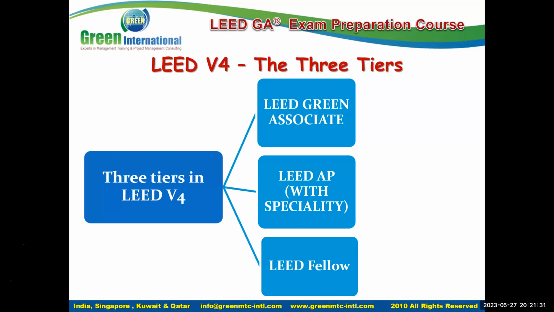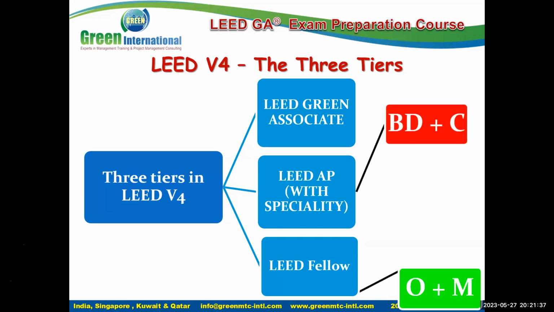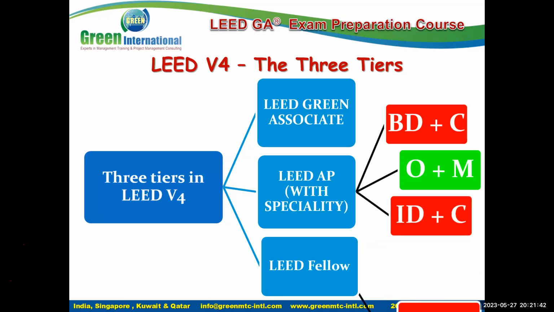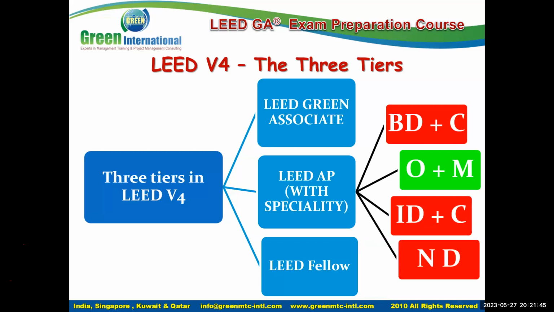The second exam is LEED AP, which has BD+C, Building Design plus Construction; O+M, Operations and Maintenance; ID+C, Interior Design and Construction; and ND, Neighborhood Development. These are all specializations. Once you're done clearing the LEED GA exam, people usually opt for LEED AP, the LEED Accredited Professional, usually with a specialization. Until 2009, it was a very general exam, but everybody that appeared after 2009 had to take up one of these four categories and prepare for that particular category.